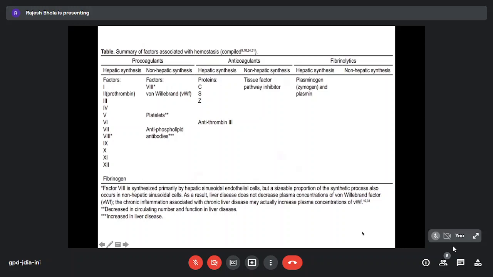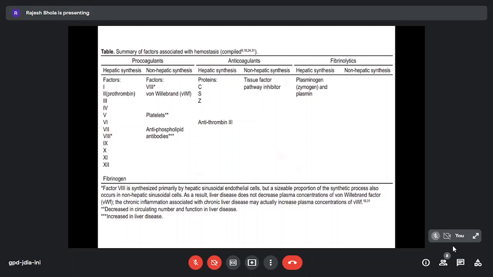These proteins can be synthesized by the liver, or they can have a non-hepatic source. So the factors that come from synthesis in the liver are factor 1, 2, prothrombin, 3, 4, 5, 6, 7, 8, 9, 10, 11, 12. Factor 8 is an exception, because the majority of factor 8 comes from endothelial cells, hepatic sinusoidal endothelial cells, not the hepatocytes. Non-hepatic sources are mostly factor 8 and von Willebrand factor, the platelets and antiphospholipid antibodies. Anticoagulants with hepatic synthesis include protein C, protein S, antithrombin 3, but tissue factor pathway inhibitor is a non-hepatic source. Similarly, fibrinolysis from hepatic source is by plasminogen and plasmin.